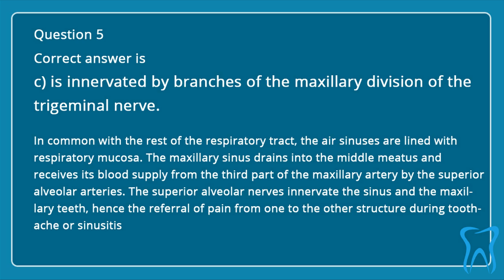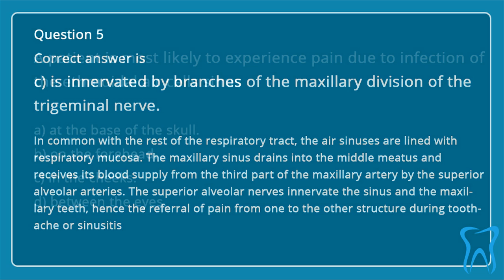In common with the rest of the respiratory tract, the air sinuses are lined with respiratory mucosa. The maxillary sinus drains into the middle meatus and receives its blood supply from the third part of the maxillary artery by the superior alveolar arteries. The superior alveolar nerves innervate the sinus and the maxillary teeth, hence the referral of pain from one structure to the other during toothache or sinusitis.